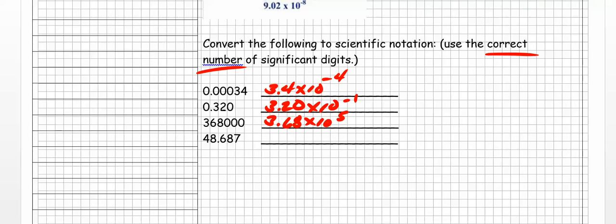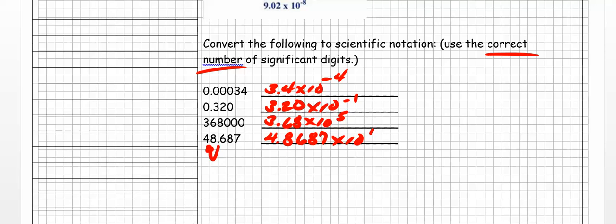And the last one is 48.687. So I'm going to move the decimal place over once to the left. That places it between the 4 and the 8, and I write it as 4.8687 times 10 to the what? Well, how many places did I move it? Once. In what direction? To the left. I made the number 10 times smaller. It was 48.687. Now it's only 4.8687. So if I made the number 10 times smaller, then I have to compensate by making this part of it 10 times bigger. I'm going to make that 10 to the 1st.